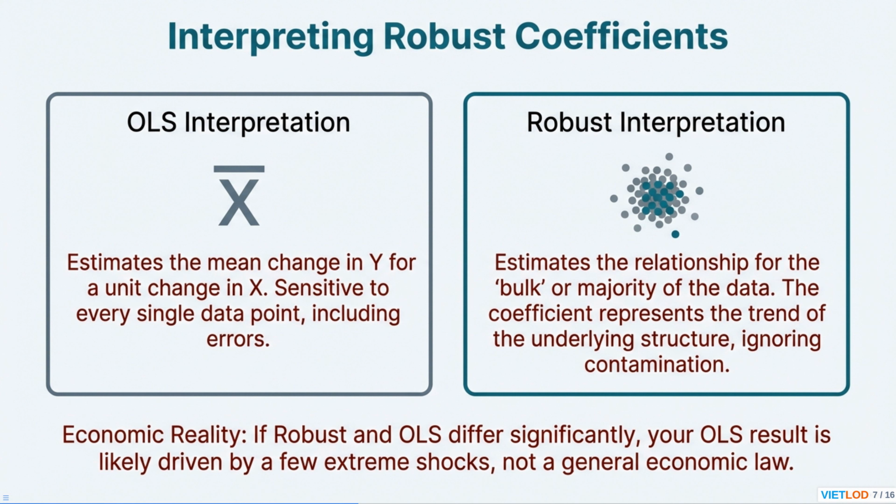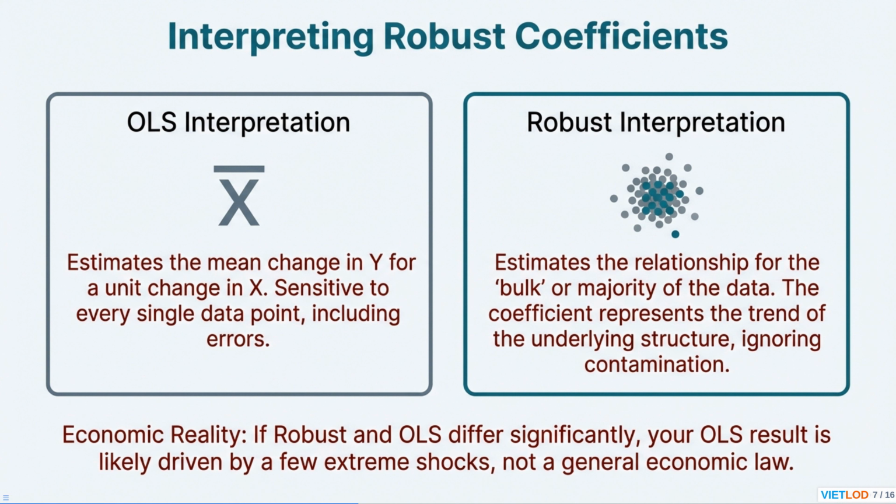The interpretation of coefficients from OLS and robust regression is fundamentally different. An OLS coefficient estimates the mean change in y through a unit change in x. Because it relies on the mean, it is highly sensitive to every single data point, including measurement errors or extreme outliers. In contrast, a robust coefficient estimates the relationship for the bulk or majority of the data. It aims to represent the underlying, uncontaminated trend, effectively ignoring the noise from outlying observations.